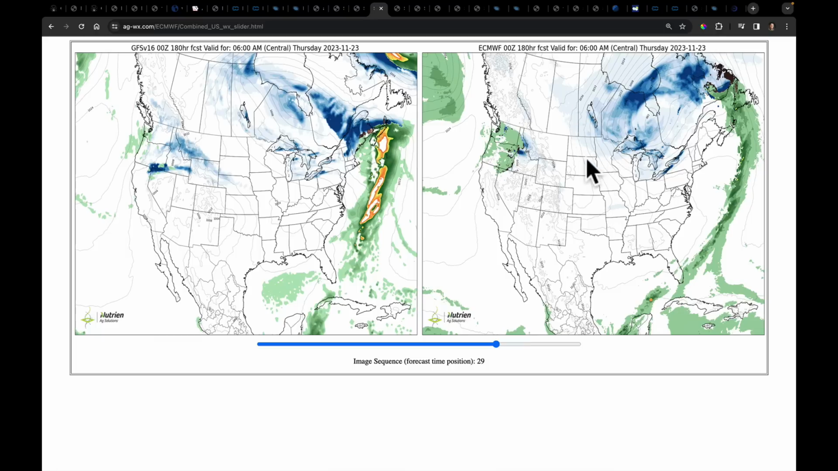I mean, look at this. Look how tight the spacing is here in these isobars. That's some cold air coming out of the north, and that's what's going to deliver the pretty nasty shock of some colder temperatures around Thanksgiving.